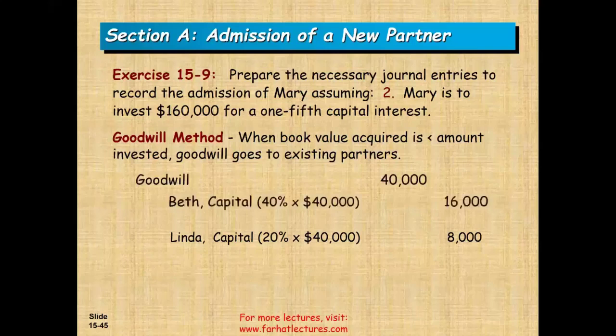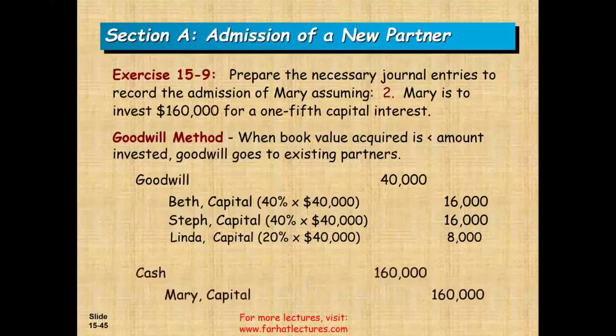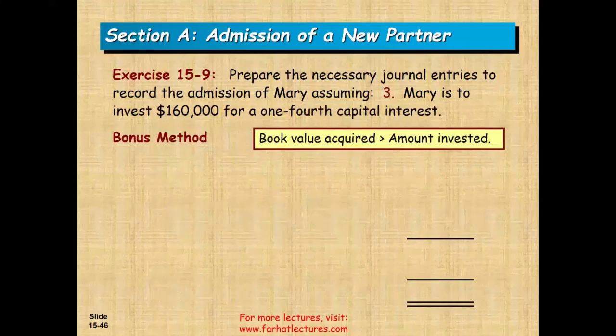We debit goodwill, credit Beth's account 16,000, credit Steph's account 16,000, and credit Linda's account. So the goodwill went to the existing partners. Now obviously Mary is going to get 160,000 for her new capital. Okay, so this is a goodwill example. We work the same thing with a bonus example.